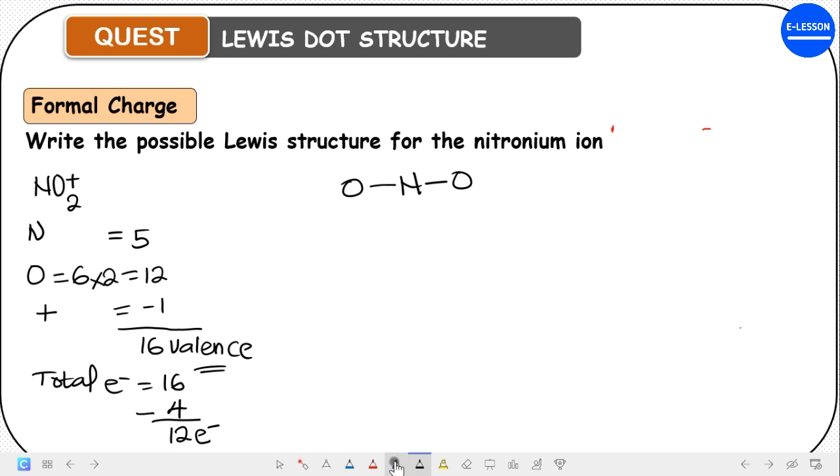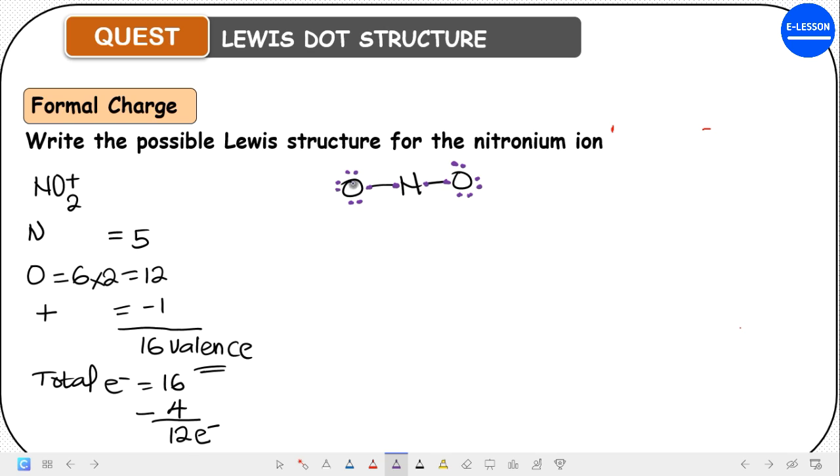So complete the octet of the terminal atoms. The terminal atoms here are oxygen. So let's complete the octet by introducing their number of electrons. This one is already 2 electrons here. You know oxygen also shares an electron with nitrogen. How many does oxygen need to complete the octet? 8, right? So 2, then 3, 4, 5, 6, 7, 8. Come here also: 1, 2, 3, 4, 5, 6, then plus this 2, 7, 8. Is that okay? So we've completed the octet of the terminal atoms.